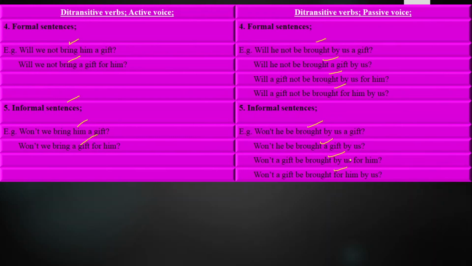So these are the sentences of the ditransitive verb "bring" from active voice into passive voice.